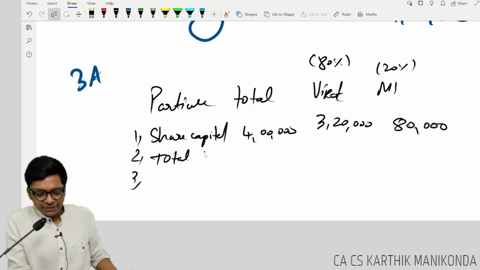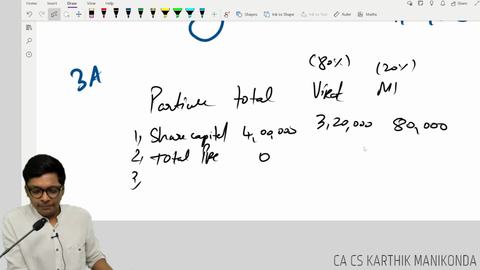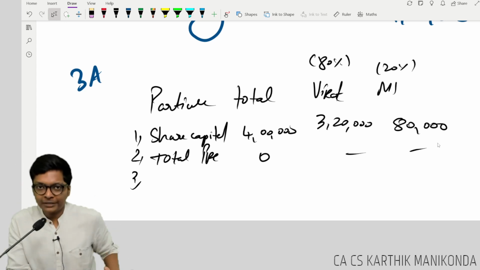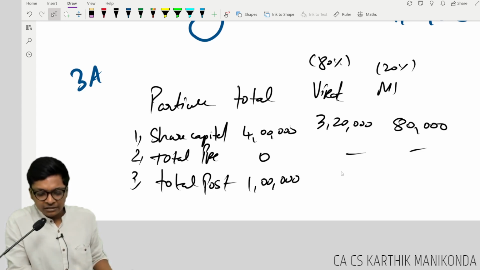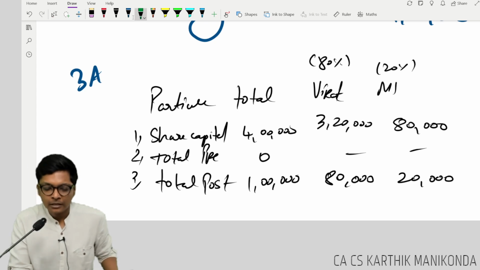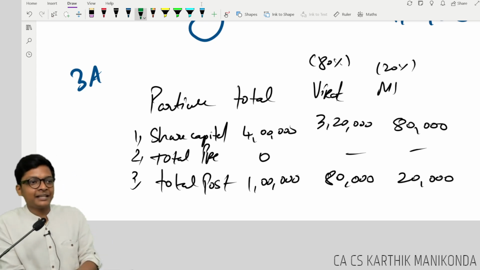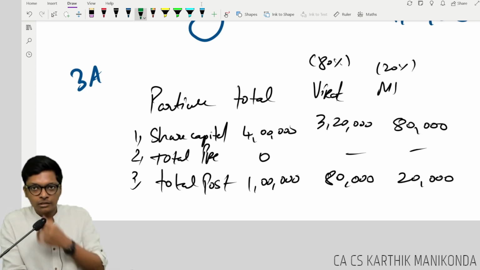Total pre. How much is total pre? 0. You don't have to write this in the exam, but I'm just showing you because you know the table like this. Total post. How much? 1 lakh. Beautiful, guys. Virat is 80,000. 20 is minority. Are you able to do this table, guys? Okay.